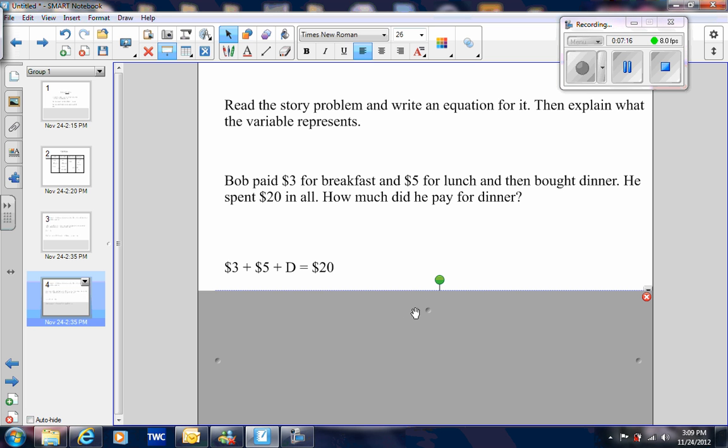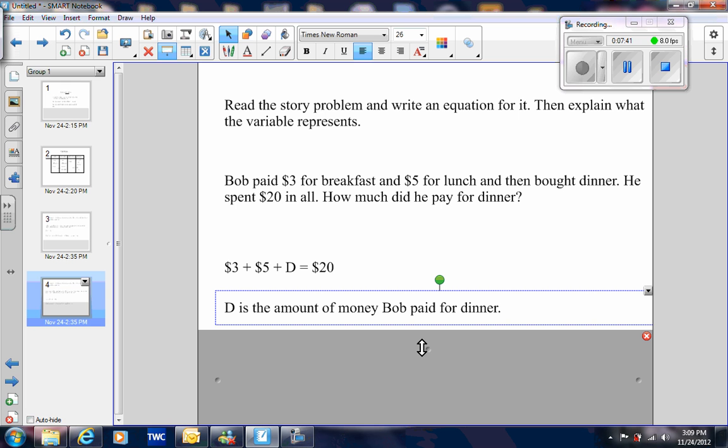So here you have $3 plus $5 plus D is equal to 20. $3 is breakfast. $5 was lunch. And then I put a D for dinner. That's what I don't know. But I do know that they all equal $20. So what's on the left-hand side here? These 3 meals have to be equal to what's on the right side, $20. So I look at D. D is the amount of money that Bob paid for dinner.